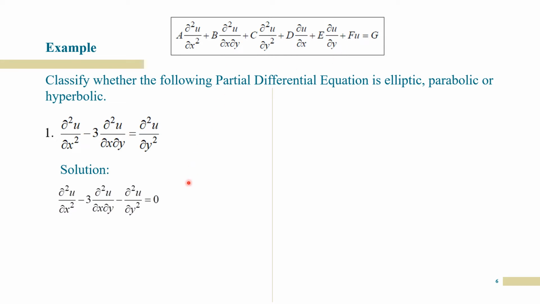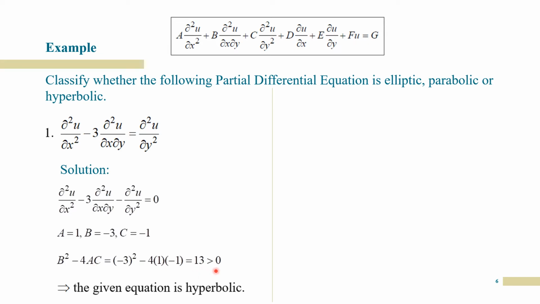Okay, so by comparison, we consider a as equal to 1, b is equal to negative 3. Okay, this negative 3 is the coefficient for the mixed derivative, and c is equal to negative 1. Substitute a, b, c in the formula of the discriminant, and it seems that b squared minus 4ac is equal to 13, a number which is positive, and therefore we conclude that the given PDE is hyperbolic.